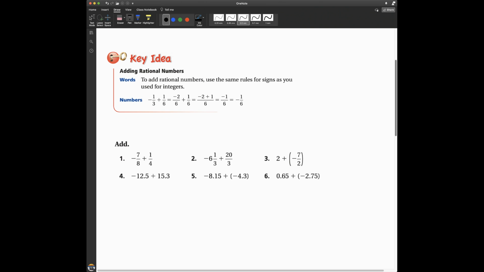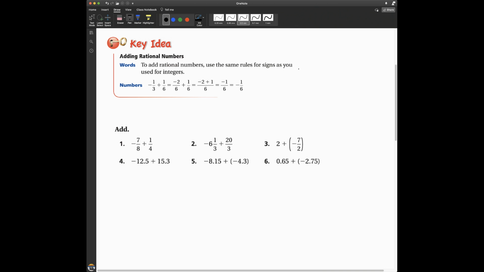So just a reminder from chapter 1, those rules actually apply here. To add rational numbers, we're going to use the same rules for signs that you used for integers. So remember the song: same sign, add and keep, different sign, subtract, keep the sign of the bigger number, then you'll be exact, boom, right? We're only going to use that song when we're talking about the numerator.